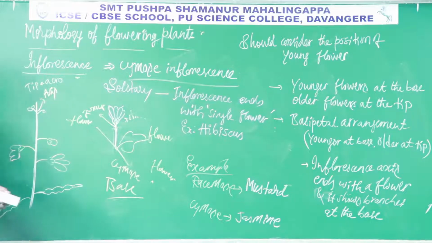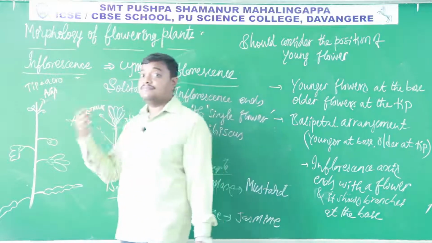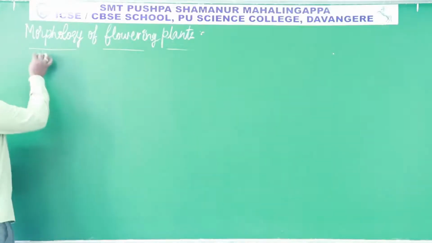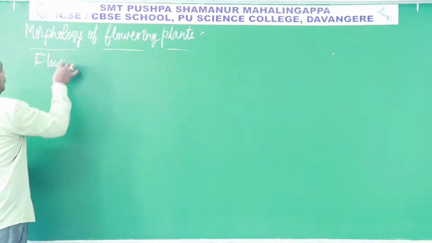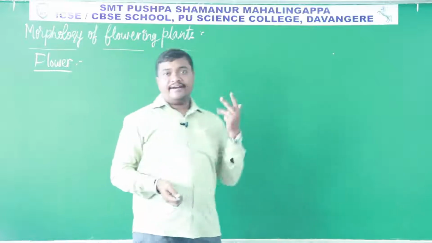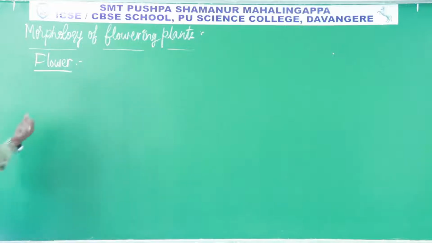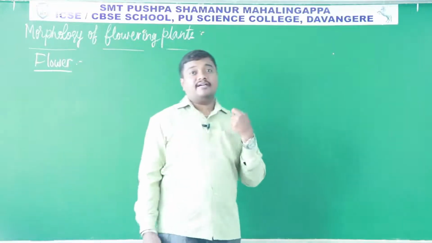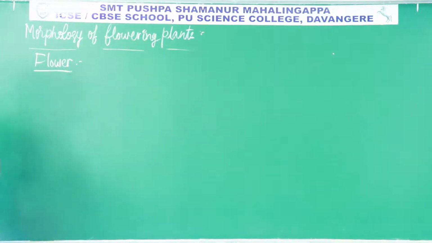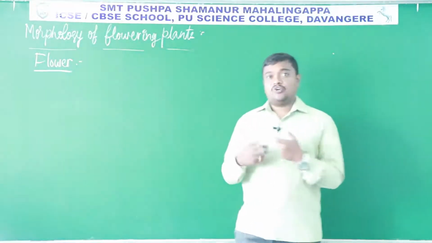Hope you understand what is inflorescence and types of inflorescence, and how the types differ from each other. You learned it. So next topic is flower. So far we discussed the root, stem, leaf and inflorescence. Next topic is flower. Flower is a very fascinating organ of a plant. It is very attractive in nature. The plants which produce these flowers are called angiosperms.